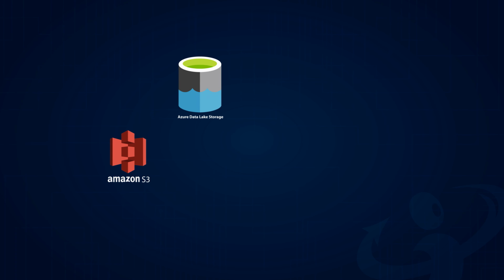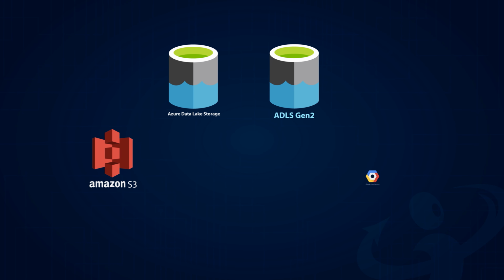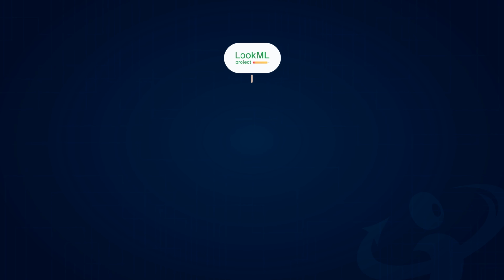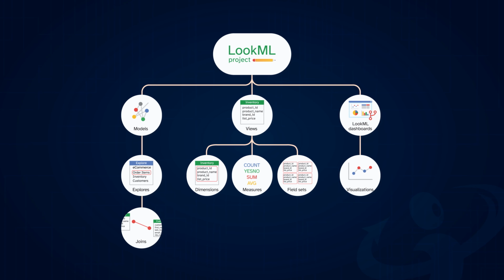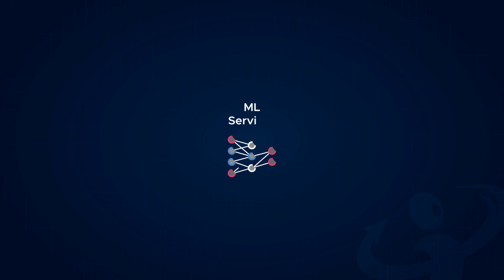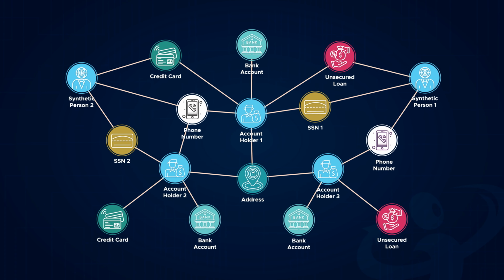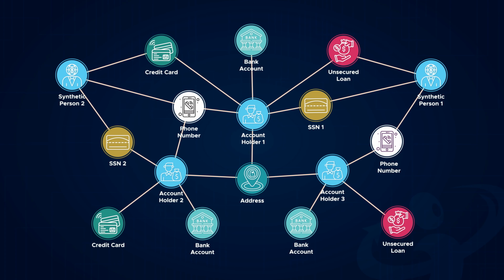S3 for AWS, Azure Data Lake Storage, ADLS Gen 2 for Azure, and GCP for Google, making data more accessible. The LookML modeling language simplifies SQL complexity, enabling marketing teams to analyze campaign performance. Machine learning models leverage this data for continuous learning and optimization. For example, fraud detection systems in banks use real-time transaction data to identify suspicious activities and prevent fraud.